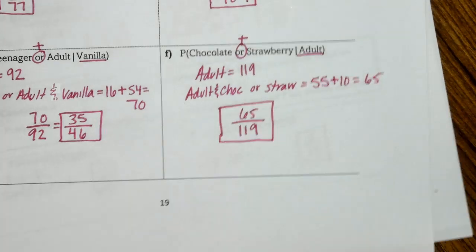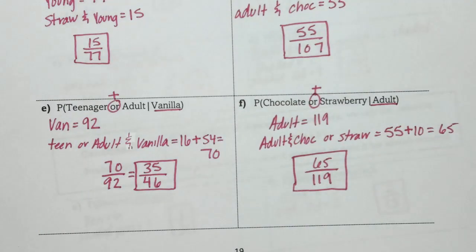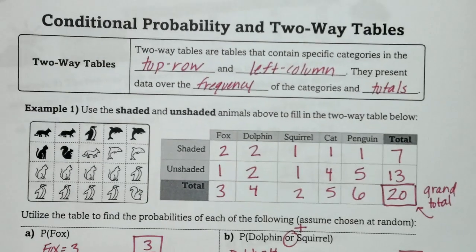Now, I went a little fast here, but hopefully we're getting the concept. If you're a little confused, you can go ahead and ask your teacher for questions, clarifications, or search YouTube for other videos dealing with conditional probability and two-way tables.